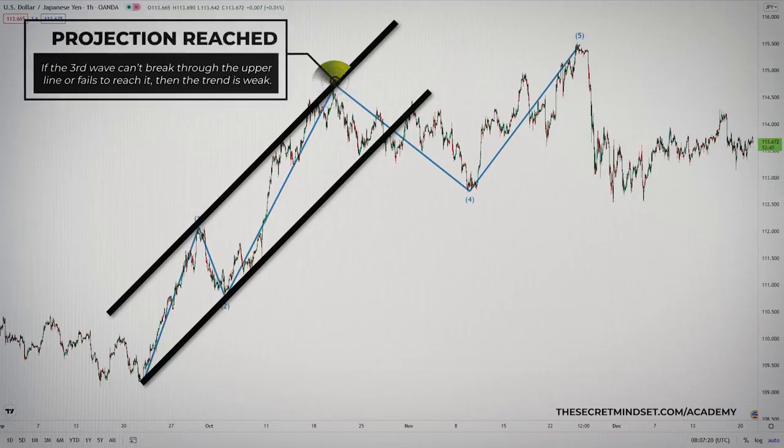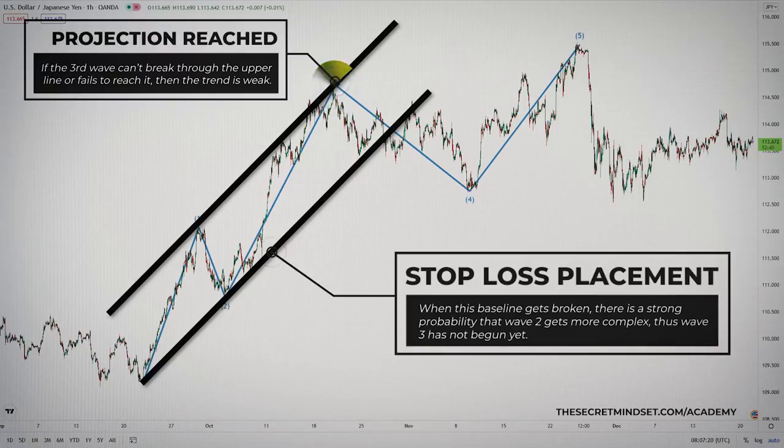If the third wave cannot break through the upper line or fails to reach it, then the trend is weak. Furthermore, the lower trend line of the channel serves as a stop loss. When this baseline gets broken, there is a strong probability that wave 2 gets more complex. Thus, wave 3 has not begun yet. Keep in mind that wave 3 is normally the strongest wave and often will go far beyond the upward trend line.